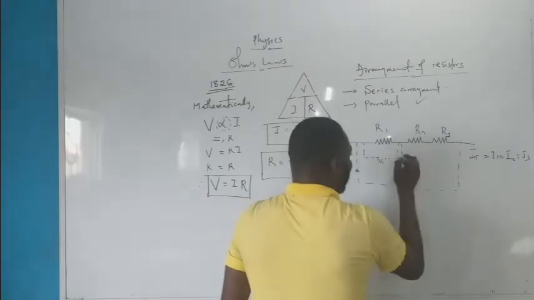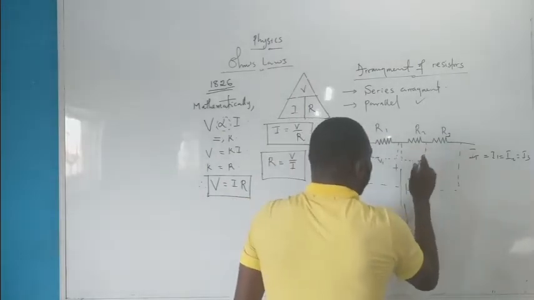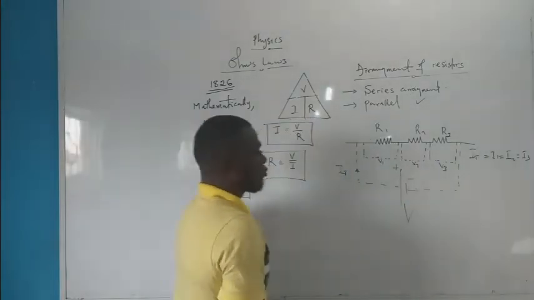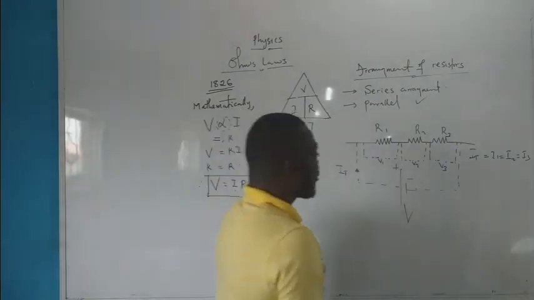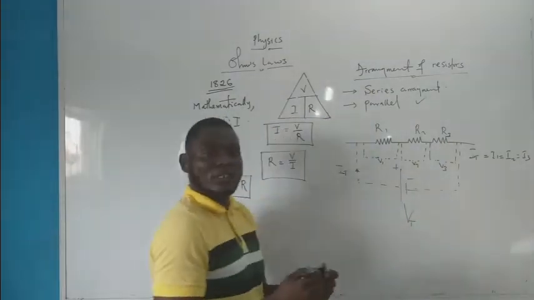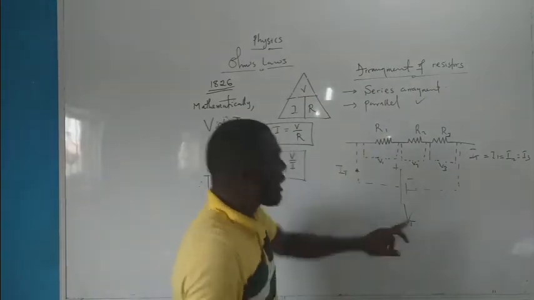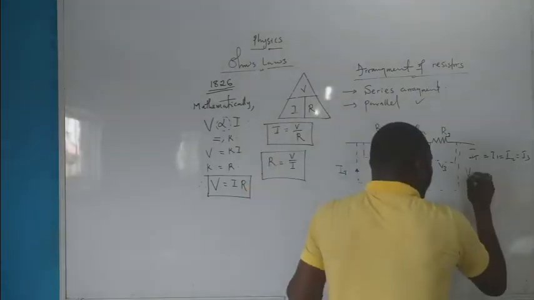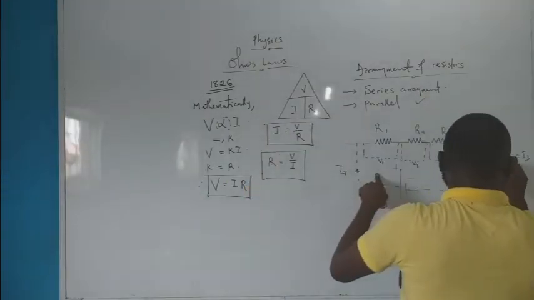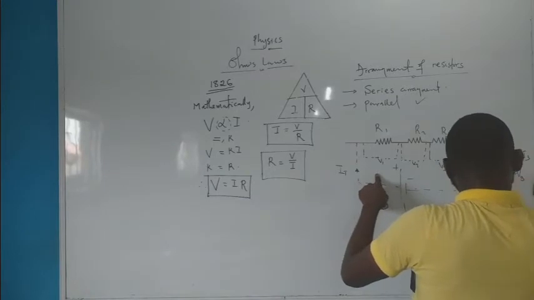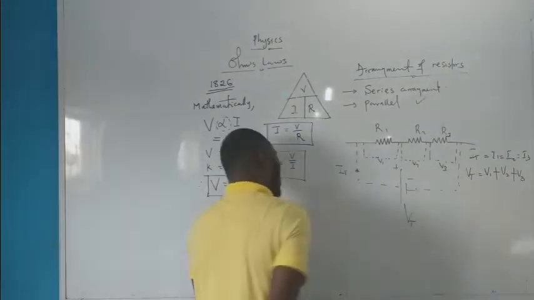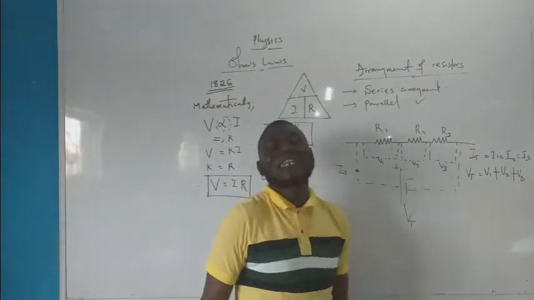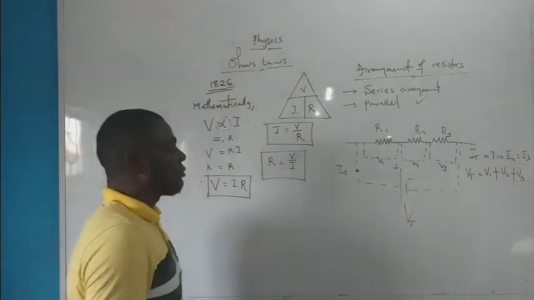That will be V1, this will be V2, and this will be V3, such that the total voltage must equal the sum of the three voltages. So V total equals V1 plus V2 plus V3. The sum must be equal to the total; it cannot be more or less than this. That is not possible.